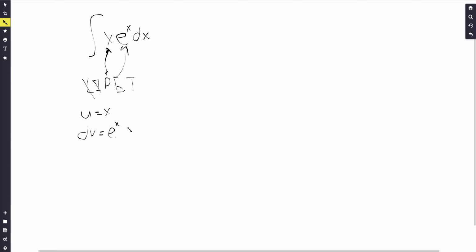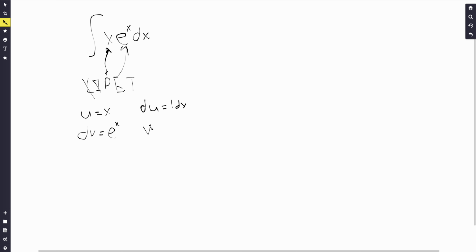Now we need to find du. du is just the derivative of x, so we know that is just 1 dx. And then we need to find v. So we just have to integrate e to the power of x.